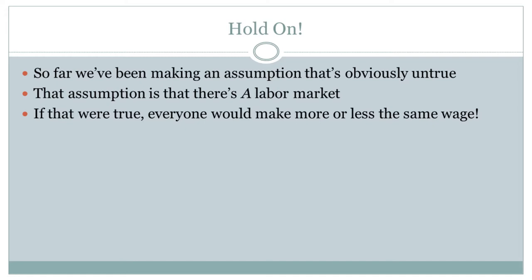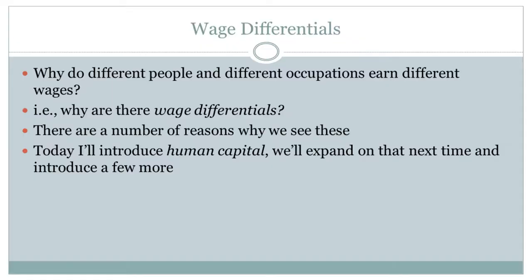And obviously that's not true, because think about what that implies. As we've been drawing this out, there's a wage. But obviously, people get paid different wages. Some people get paid more than others. And if there was a single labor market, that wouldn't happen. So clearly, we have not quite finished our model yet. So what we have here are what are called wage differentials. And that just means that different people get paid different wages.